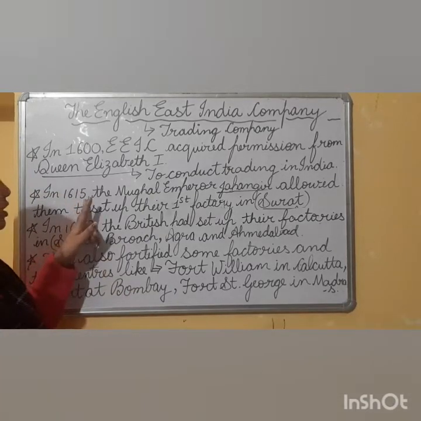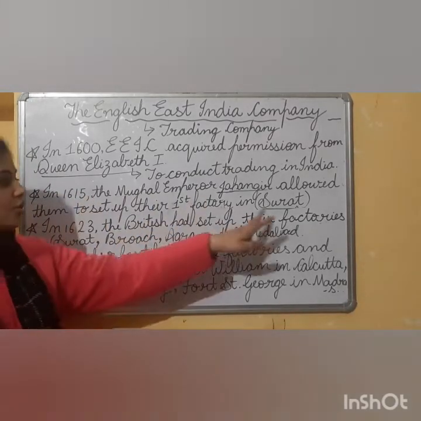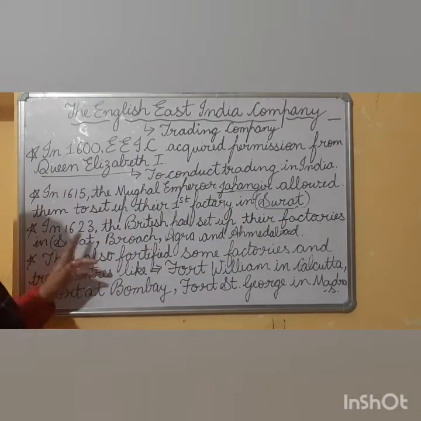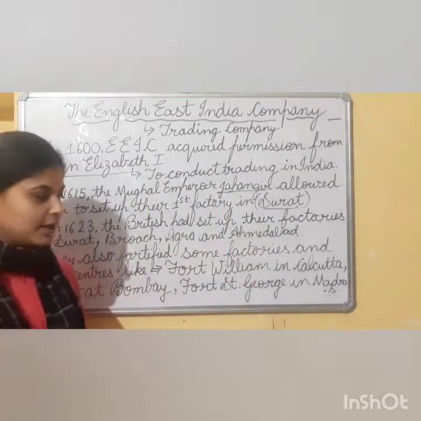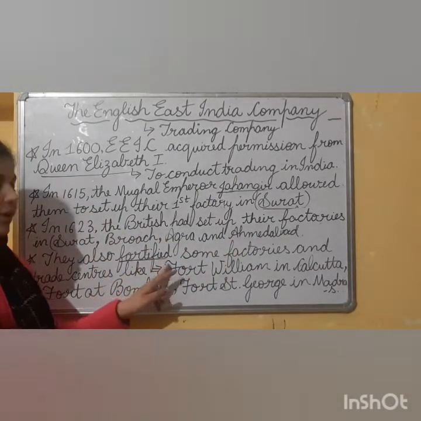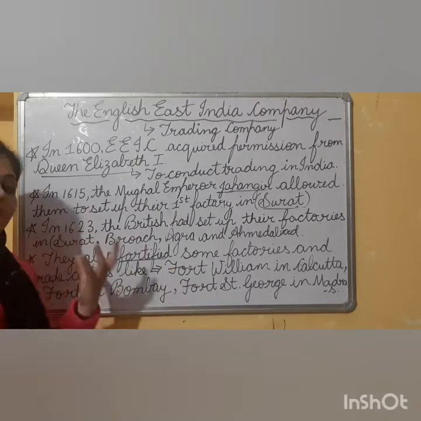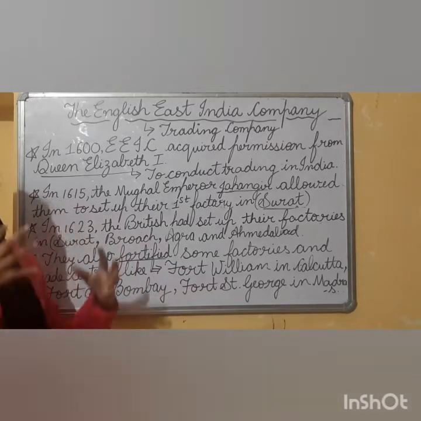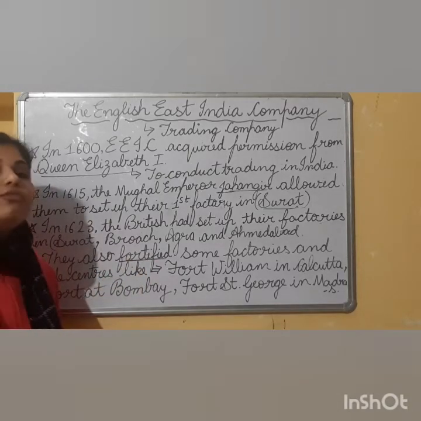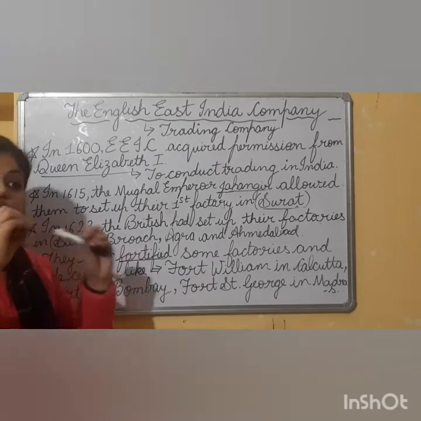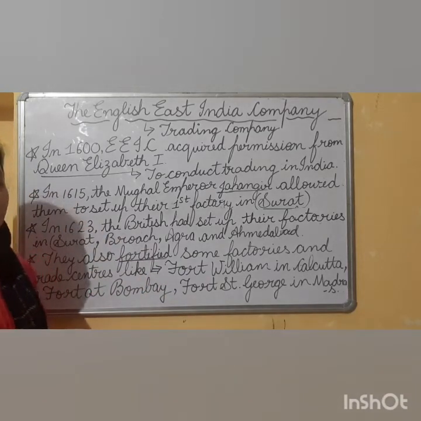After that, in 1615, they set up only one factory, which is in Surat, in Gujarat. After that, they set up so many factories in Surat, Broach, Agra and Ahmedabad. They set up their factories in these places also. They also fortified, they made strong buildings and strong walls so that they could protect themselves from the enemies, because their motive was to conquer the land of India. This was their main motive.